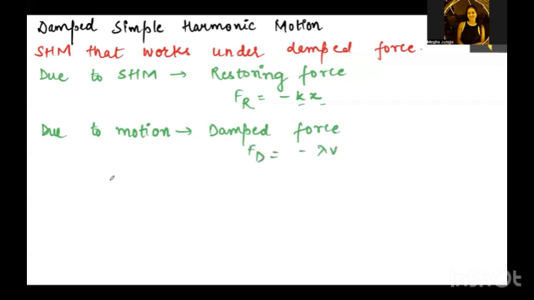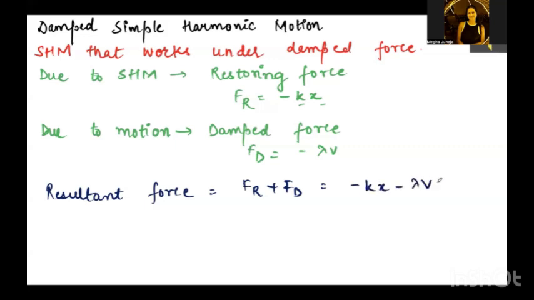So if in case now we have to calculate the resultant, दोनों का resultant देखेंगे तो क्या आ जाएगा? So the resultant is going to be the sum resultant force. So resultant force will be equivalent to FR plus FD. So FR plus FD हमारा किसके इक्विवेलेंट हो जाएगा? That will be equivalent to minus of KX minus of lambda times V.